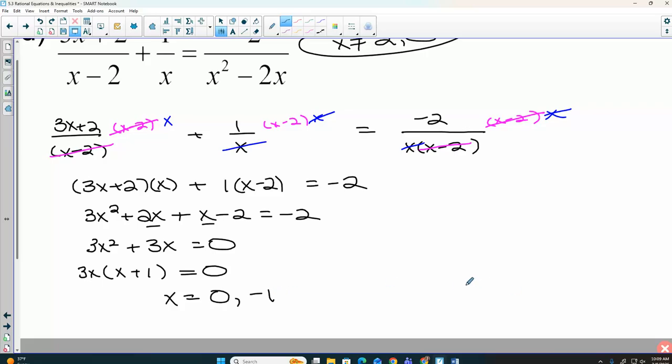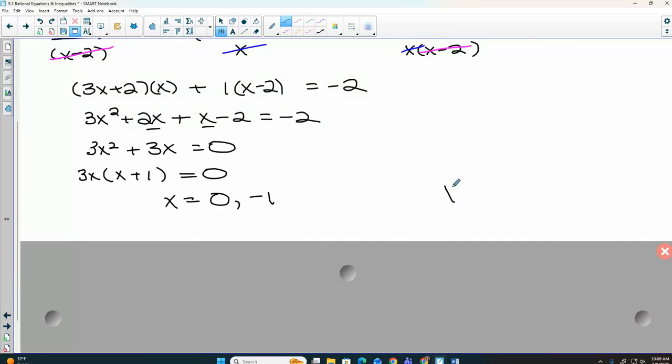Are both of those okay? No, at the very beginning we said it can't be 2 or 0. So 0 doesn't work, negative 1 is the only solution we have.